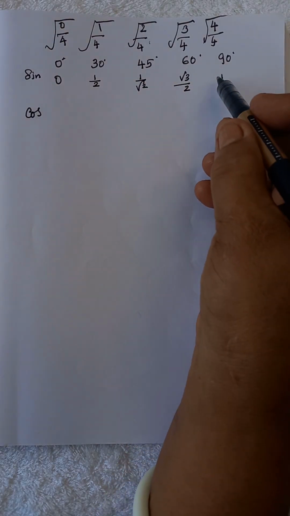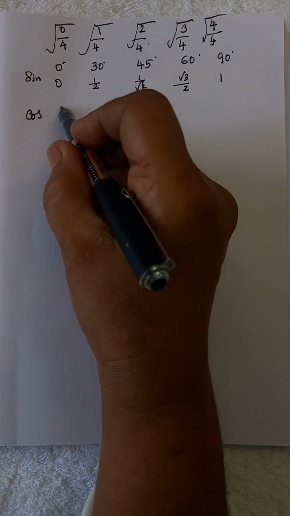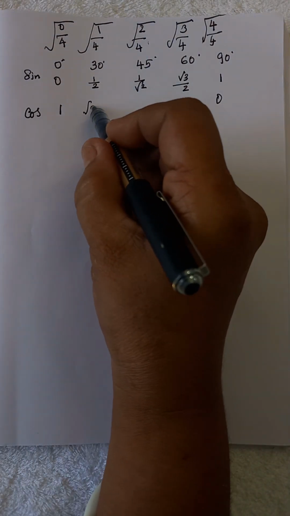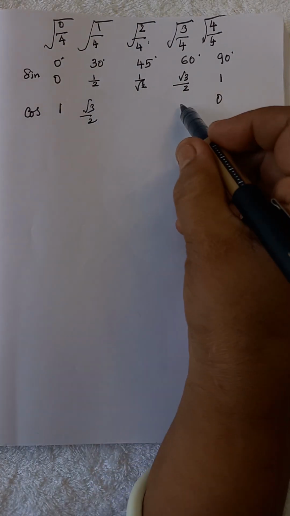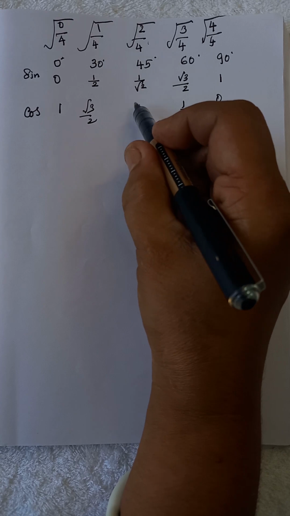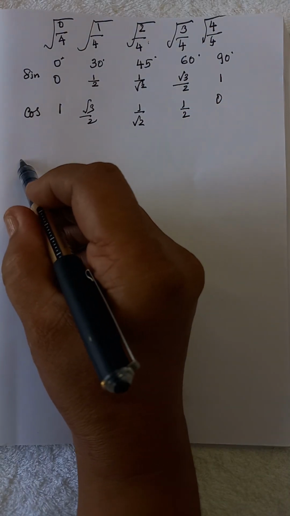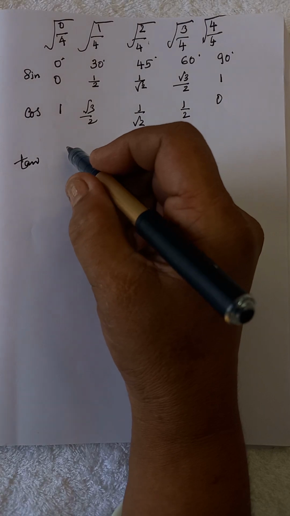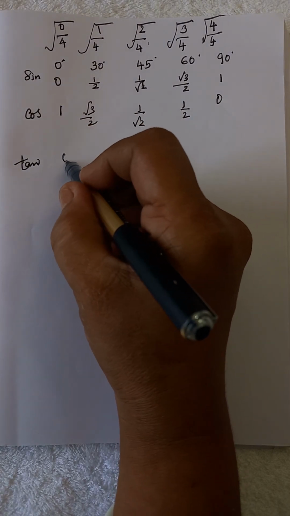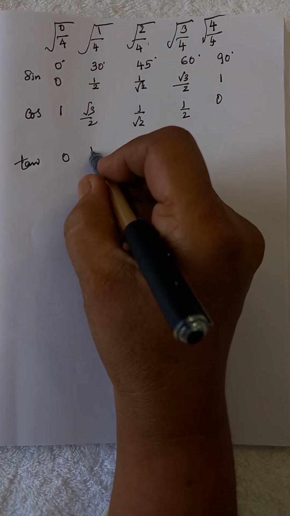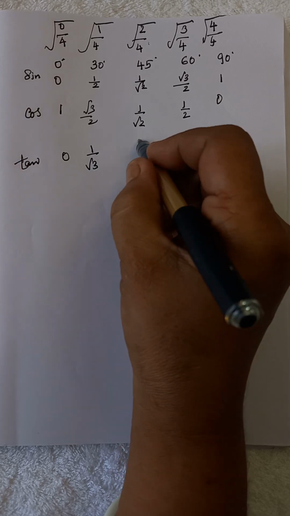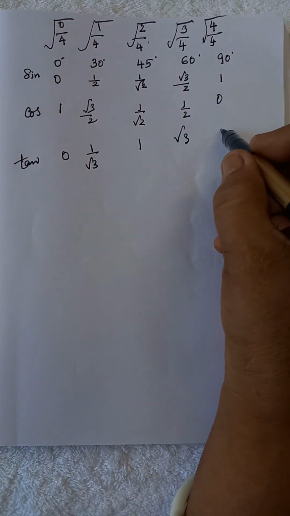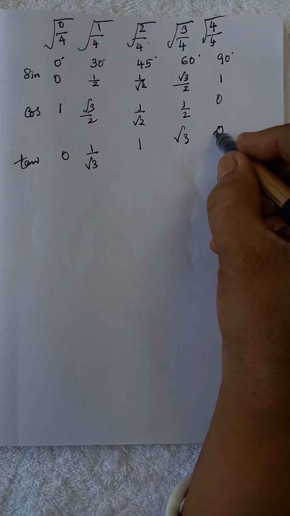Then for the cos ratio, just take this 1 here and then 0 here. Root 3 by 2 here, 1 by 2 here, then 1 by root 2 is here. Then what is tan? Sine by cos. That is 0 by 1, 0. Then here 1 by root 3, here this is 1, here this is root 3, this is 1 by 0, that is not defined.